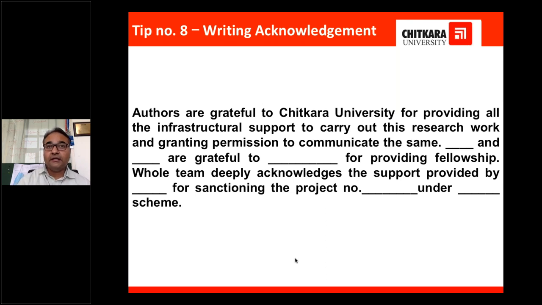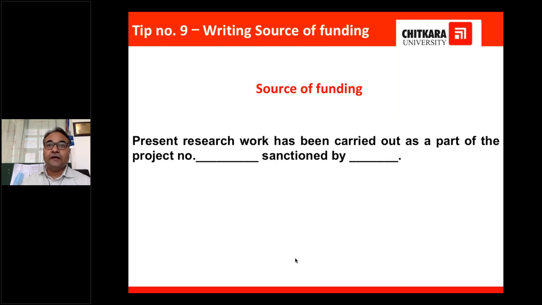So acknowledgement is important. Again, in research publications which are being done in good journals, then source of funding. Most of the good journals, whether it comes from any of the publishers, like Elsevier or Springer or IEEE, at the time of submission of the article itself, they will ask if this research is funded. And if it is funded, then it must be highlighted over there. So source of funding should be a part of your research manuscript: the present research work has been carried out as part of this. So language can be thought of. I just want to highlight and keep it in my slides for you.